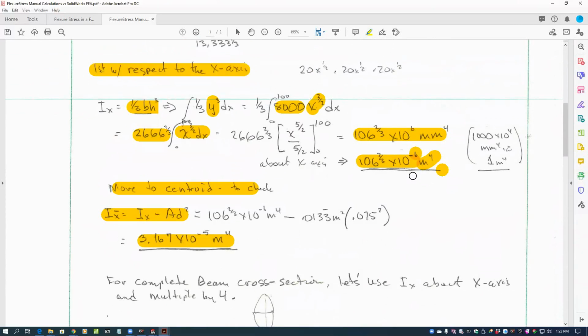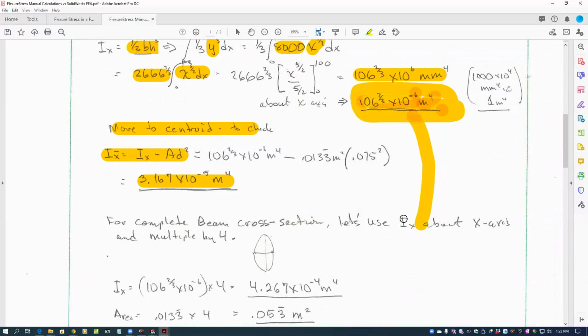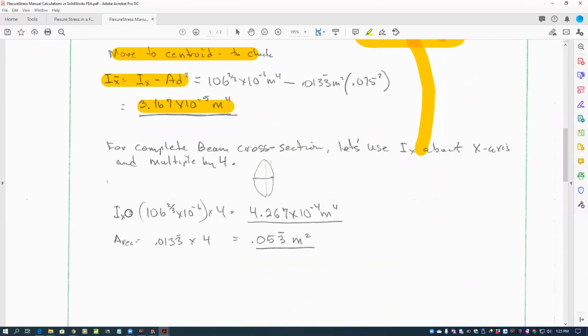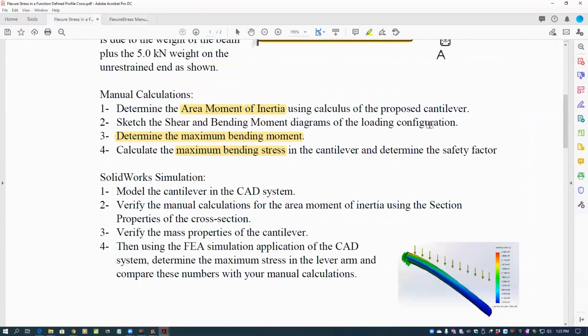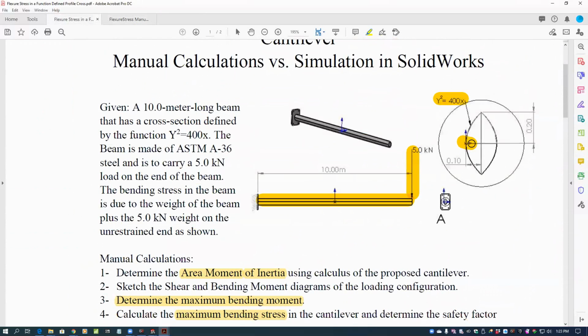But this is the value we'd use to then calculate the area moment of inertia of our entire cross-section of our cantilever. And so we just take that value, multiply it by 4, and that would give us the area moment of inertia with respect to its centroidal axis, since the centroid of our cantilever, if we look at this centroid here, would pass right through the x-axis, wouldn't it?